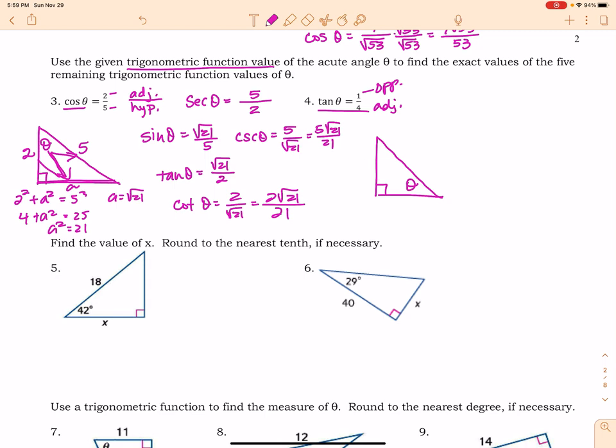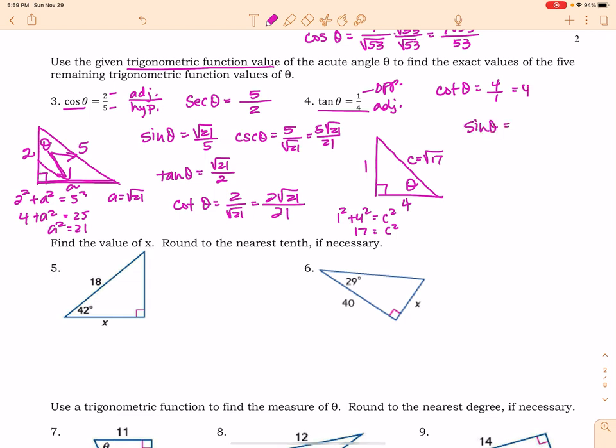theta's here, opposite 1, adjacent here, and then we don't know the hypotenuse, so I'm just going to call it c, use the Pythagorean theorem again. 1 squared plus 4 squared equals c squared. That gives me 17 equals c squared, so c is the square root of 17. All right, cotangent, just flip that around. It's going to be 4 over 1, or 4.